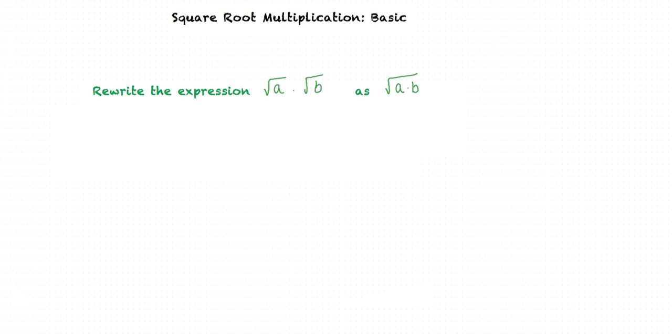Okay, I think I understand the concept. In order to multiply square roots, we first rewrite the expression of the form square root of a times square root of b equals square root of a times b. Finally, we simplify the expression to obtain the answer. Perfect.